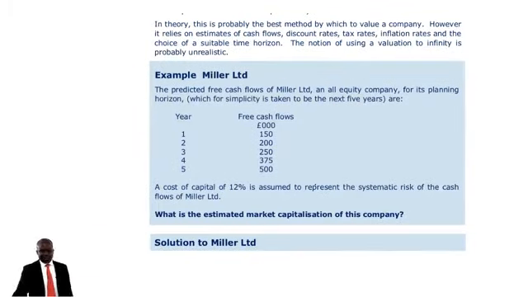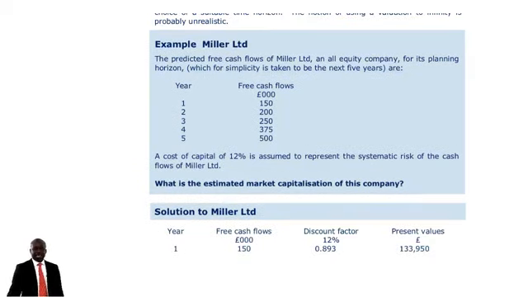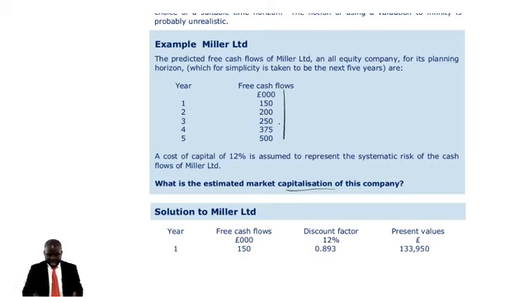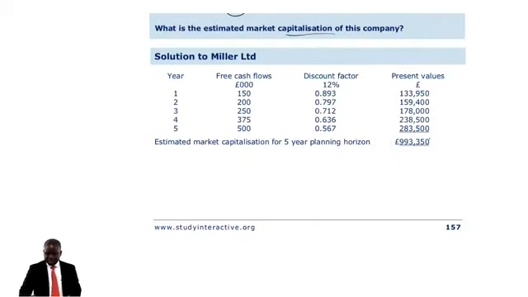So let's take this example to illustrate. Miller Limited: the predicted free cash flows of Miller Limited, an all equity company, for its planning horizon, which for simplicity is taken to be the next 5 years, are year 1 to year 5 free cash flow. The cost of capital is 12%, assumed to represent the systematic risk of the cash flows of Miller Limited. What is the estimated market capitalization? Alternative name for market value is market capitalization of this company. Who is going to give you the free cash flow? Straightforward. And then you discount it at 12% and you say you've got the market value.